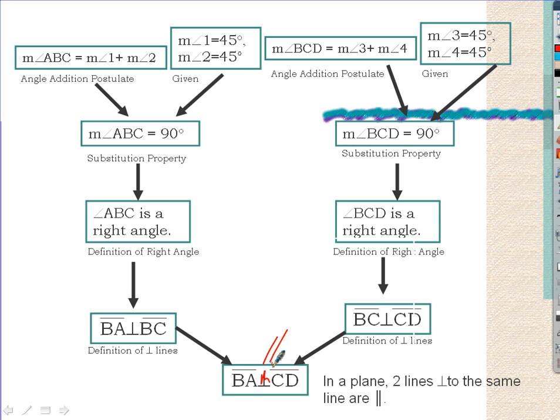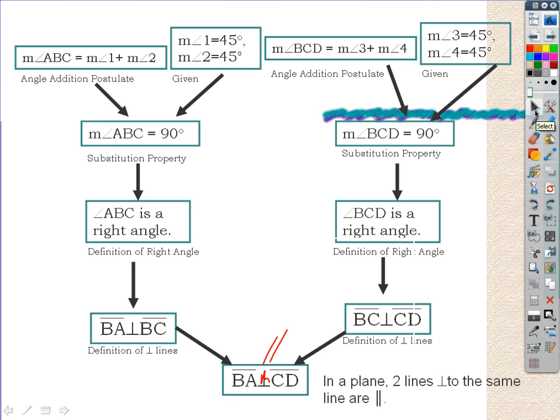Okay? Get the idea? I like that way better. To me, you can kind of visually follow that easier. I think it is. So you don't always have to do proofs in a 2-column way, even though we will this year. Later on in life, you won't have to.